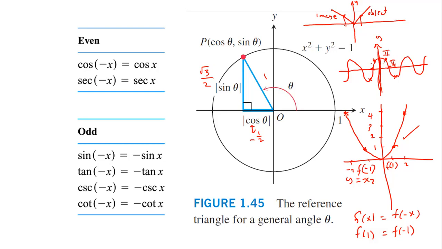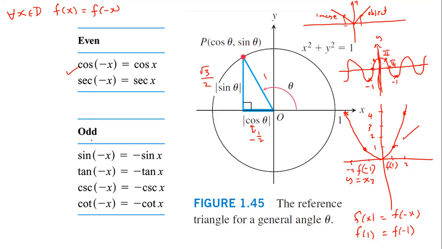This is positive pi, this is negative pi. They have -1, -1, the same values for y. So it satisfies the test for the even function. The test for the even function says for every x in the domain of the function, f of x equal to f of -x.